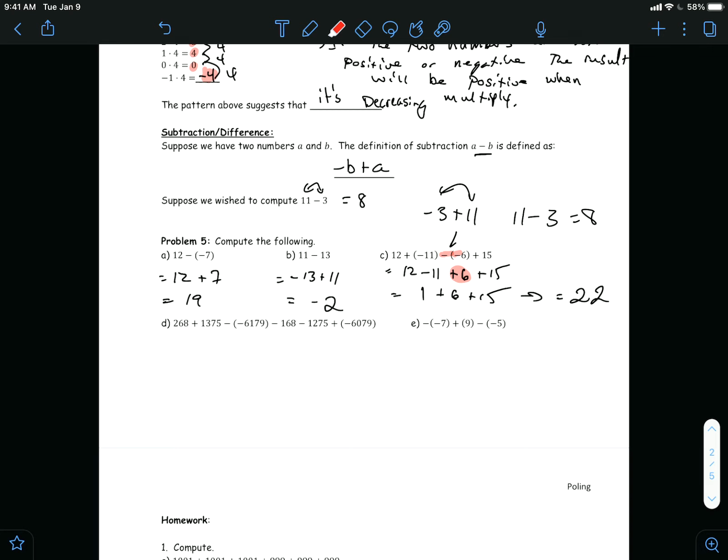Why does he do this? There's some hard ones in here. The big ones. All right. What are you going to do here? Colson, what do you got? I think this connects to the problem 270 plus 17 plus 27 and so on. Fair enough. I noticed that 268 is close-ish to 168, 1375 to 1275, and negative 6179 to negative 6.